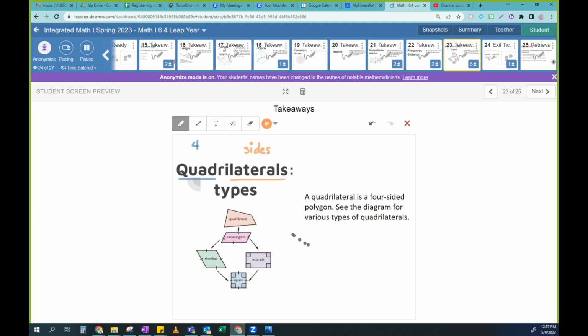So quadrilateral literally means four sides. So all of these are four sided. There are different four-sided shapes called quadrilaterals. The first one we already know is a quadrilateral. And then it has this arrow going down and it says parallelogram.